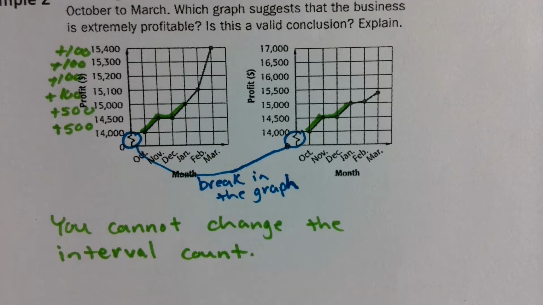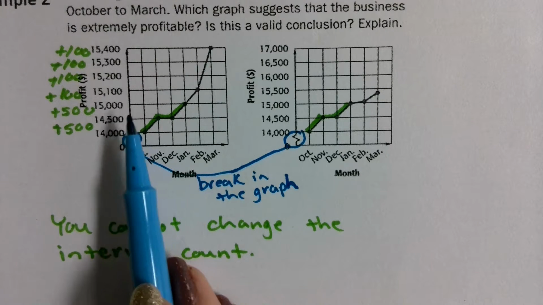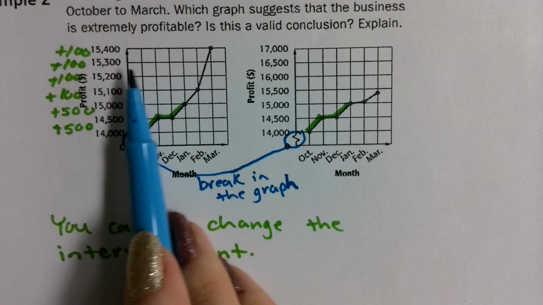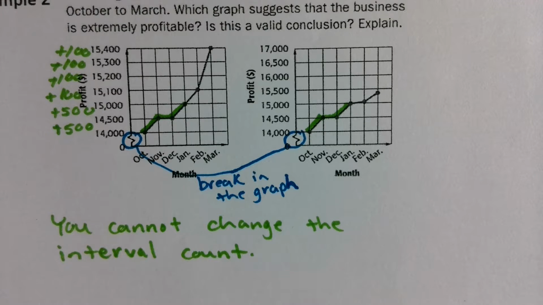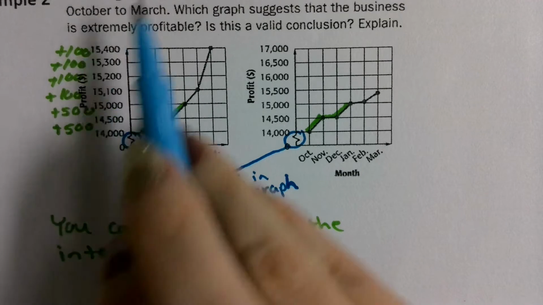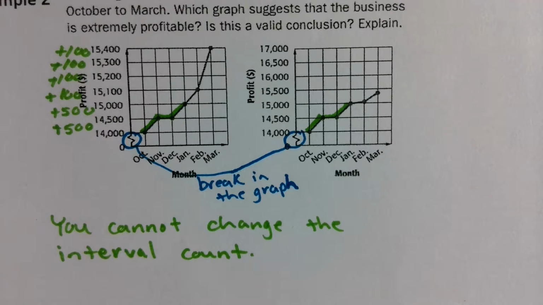That break in the graph is the only time that you're allowed to have a different count. So here, yeah, I jumped by 14,000, but then I need to continually stay counting by one single value. So if I want to count by hundreds, I count by hundreds. If I want to count by 500s, I count by 500s. But that first part can have a big jump. Okay? Any questions?